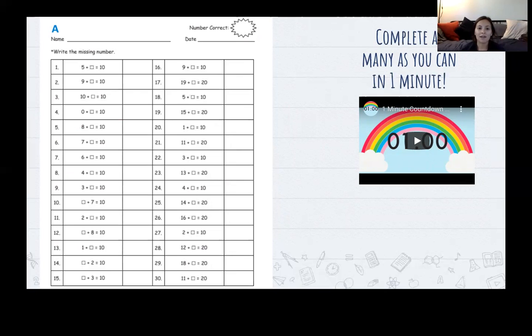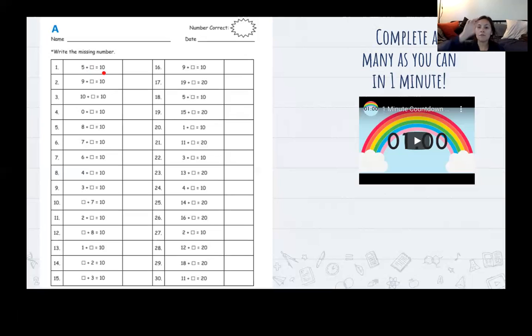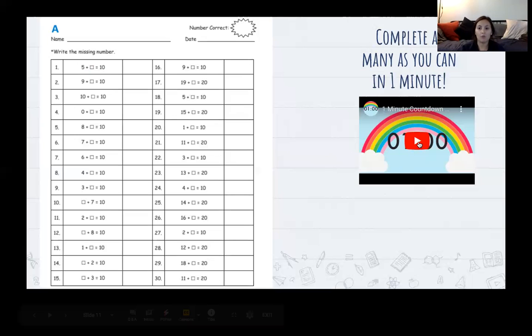All right. Are you ready? Do you have a pencil and a paper? You're going to write the number sentence and you're going to fill in the blank. So I would write 5 plus blank equals 10, and I would fill in the blank. 5 plus how many more make 10? 5, so I would write 5 plus 5 equals 10. Okay, you ready? You have 1 minute. Get set, go.